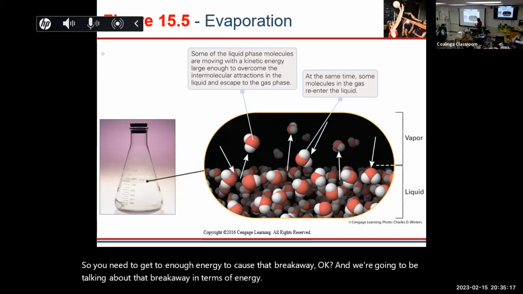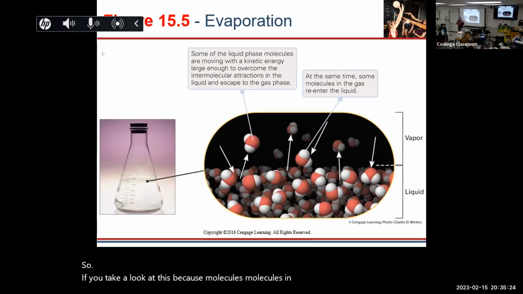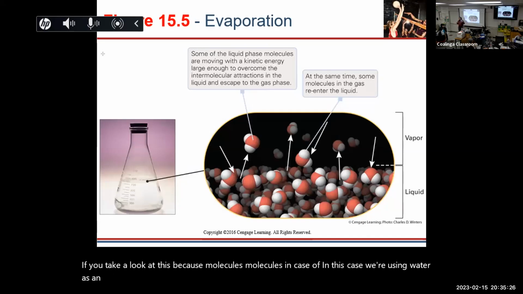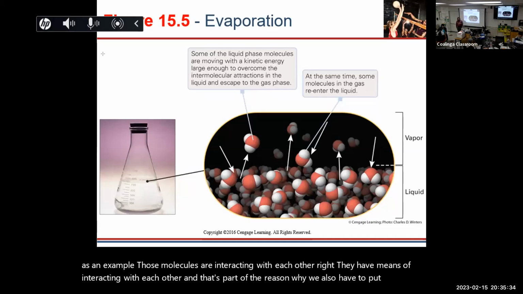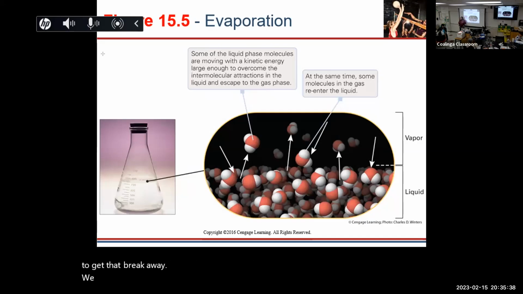If you take a look at this, we're using water as an example. Those molecules are interacting with each other. They have means of interacting with each other, and that's part of the reason we have to put that energy in to get that breakaway. We can't think of the molecule being all by itself. It's acting in a group. They're going to be acting on each other.